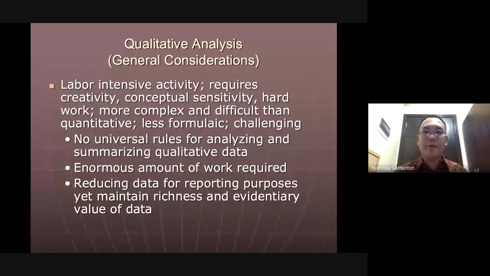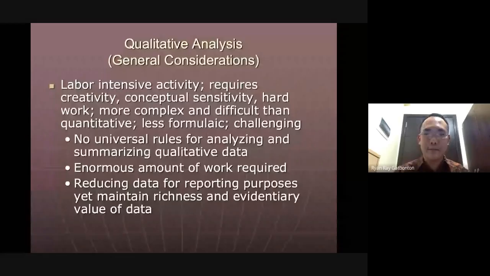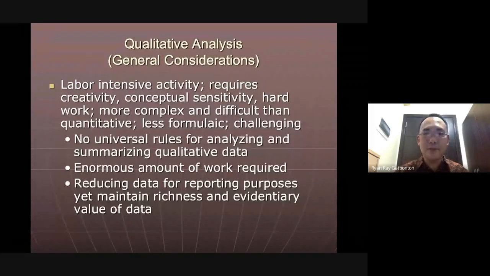Analyzing qualitative data is actually a labor-intensive activity because it requires some sense of creativity, conceptual sensitivity, and hard work. Analyzing qualitative data requires you to read a large bulk of text, being sensitive to the content. What are the concepts being shared or being found in your qualitative data? And it's more complex than what you think.